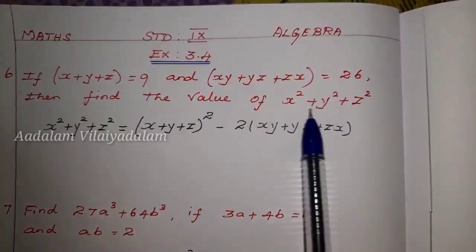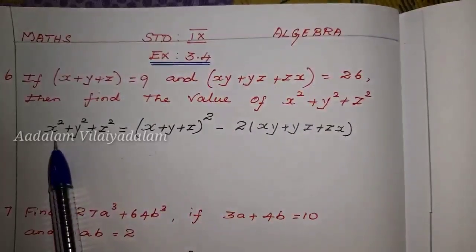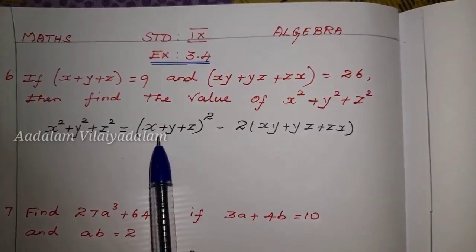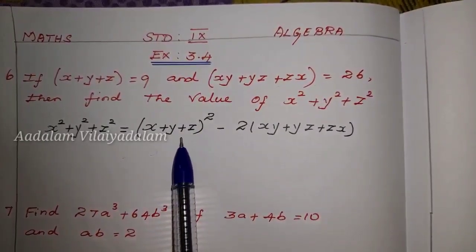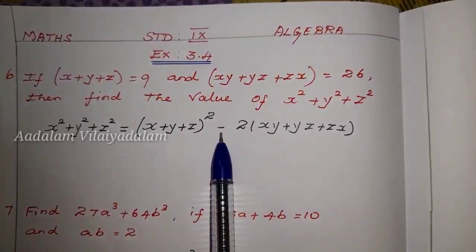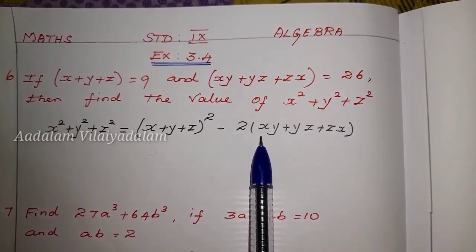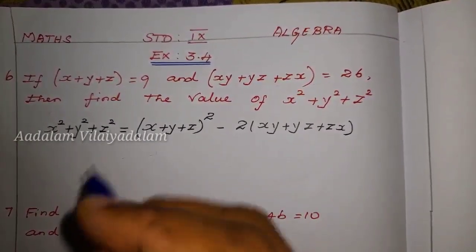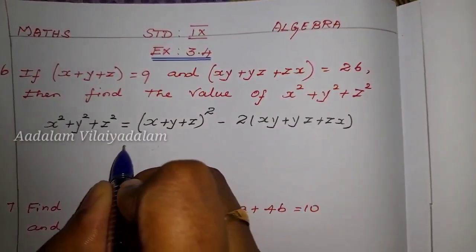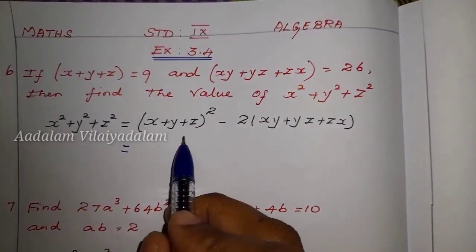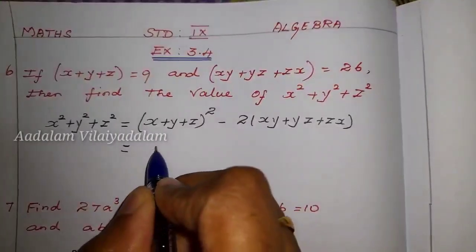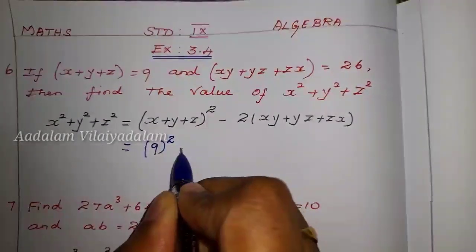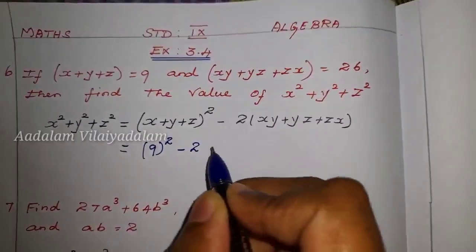We know the formula: x square plus y square plus z square equal to x plus y plus z the whole square minus 2 into xy plus yz plus zx. Here the given value x plus y plus z equal to 9, so 9 square, minus 2 is the constant, so minus 2 written as it is.